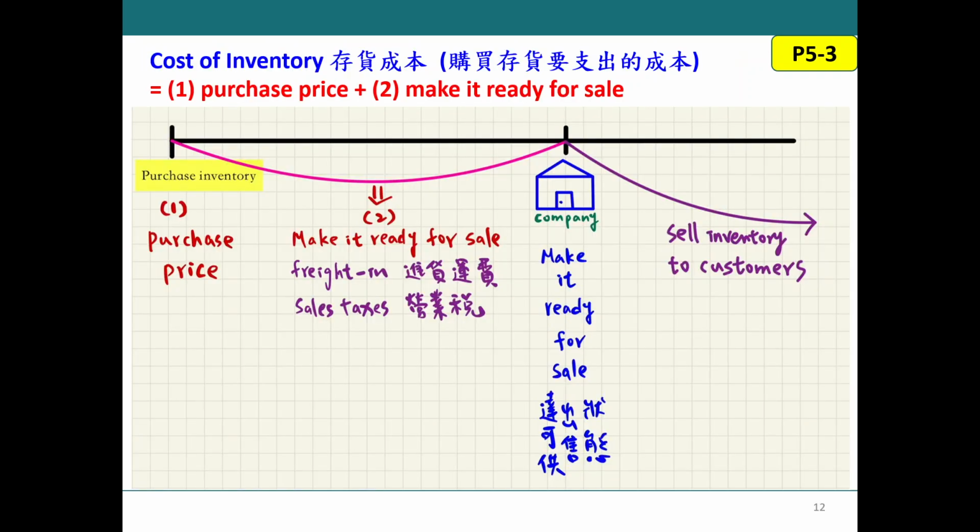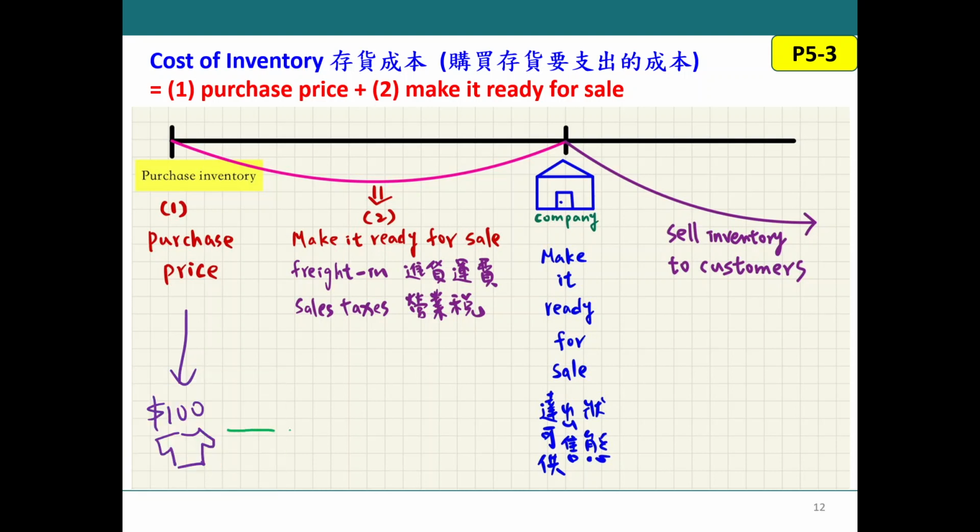So this is the example. Make it ready for sales means what? When you try to buy your t-shirt, you have to make it delivered to your house, right? So make it ready for sale means your house, your company. So one, purchase price. Even though we spend $100 for your t-shirt, the problem is the t-shirt is not at your house. So what should you do? You have to pay two, which is shipping fee and also 5% tax to the government.